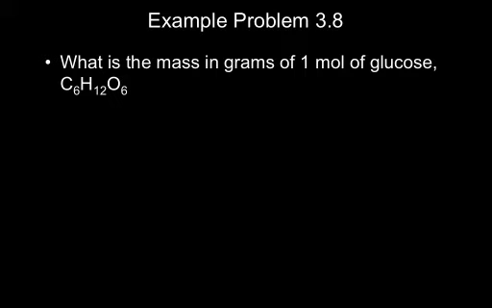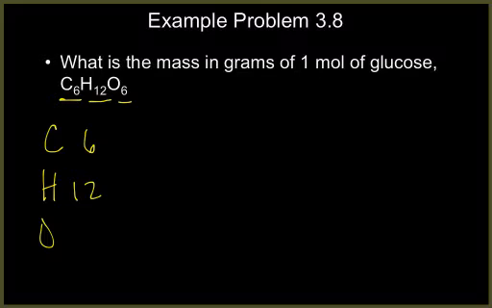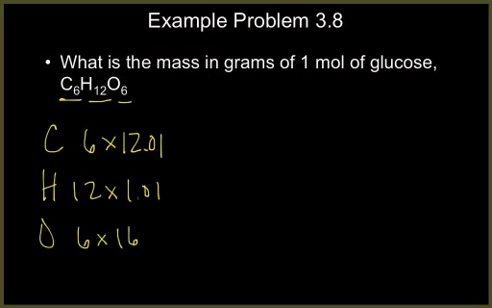Okay, so let's do another example here. This one says, what is the mass in grams of 1 mole of glucose? This is a fairly simple example. All we're doing is finding the molar mass of 1 mole, so we're just going to add those substances up. You could just punch these into your calculator. If you want to do it a little more systematically, you can go through it this way. Each carbon is 12.01, each hydrogen is 1.01, each oxygen is 16. So if we add all of those up, we end up with 180 amu.